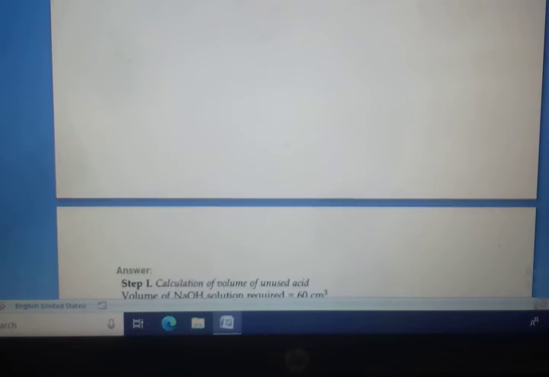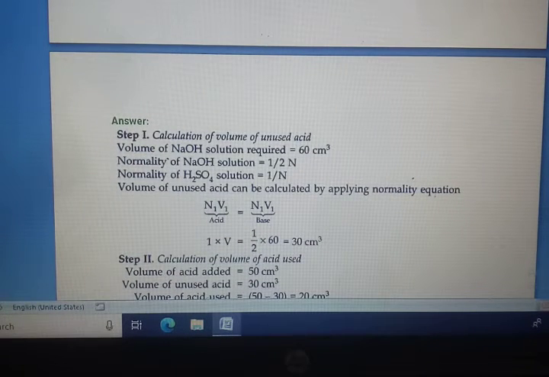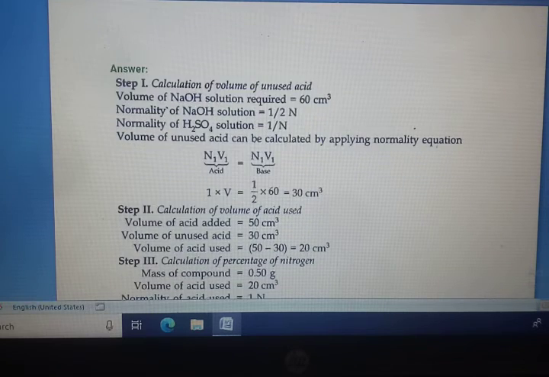So first of all, see here how it has been calculated. Many of the students may have doubts about this. The volume of sodium hydroxide solution required is 60 centimeter cube. Normality of sodium hydroxide is 1 by 2 N. Normality of sulfuric acid is 1 N. The volume of acid unused can be calculated by applying normality, N1 V1 is equal to N2 V2. So here you can see sulfuric acid 1 and sodium hydroxide 2, right?